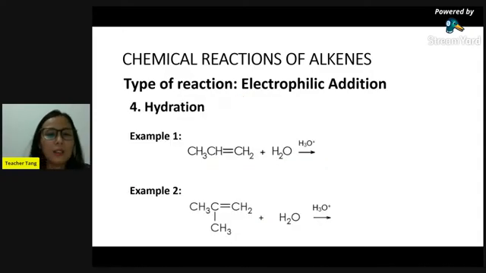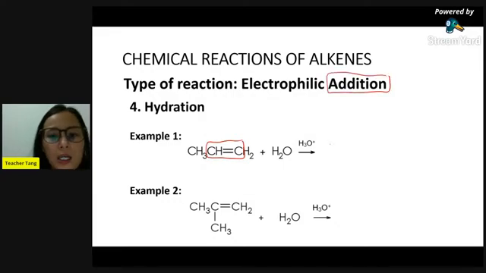So for hydration, this is still an alkene, a carbon-carbon double bond. The carbon-carbon double bond undergoes an addition type of reaction, so the double bond becomes a single bond.